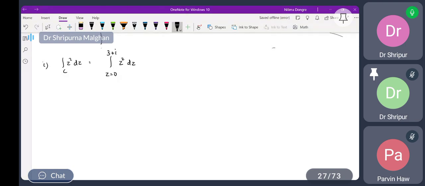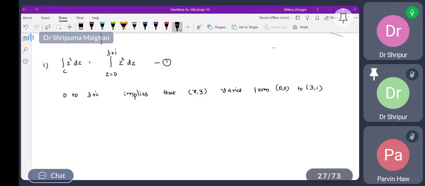So we call this as 1 here. I mean, it simplifies this. But here z varies from 0 to 3 plus i, which implies that x comma y varies from 0 comma 0 to 3 comma 1.